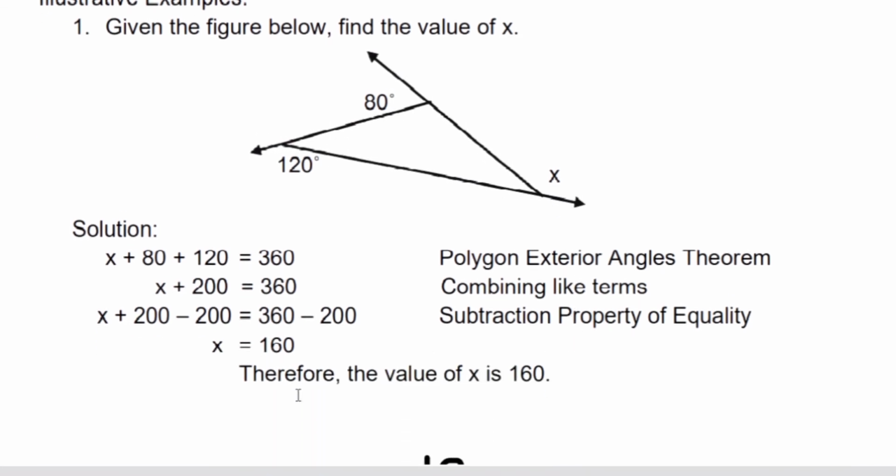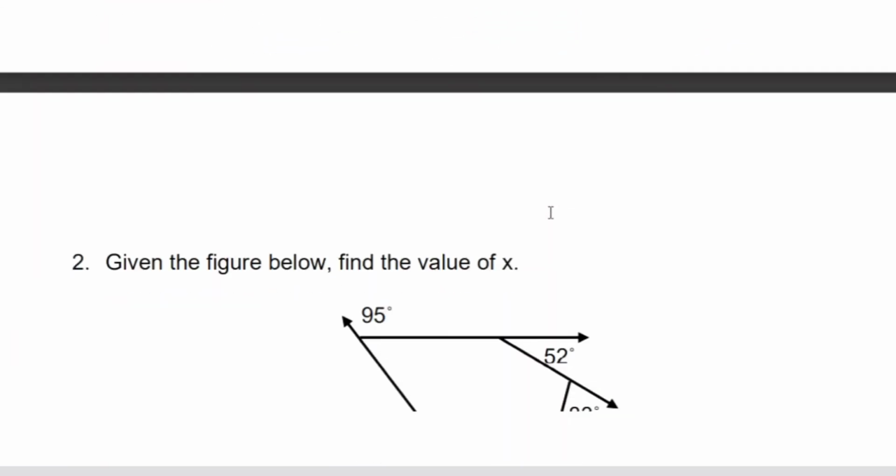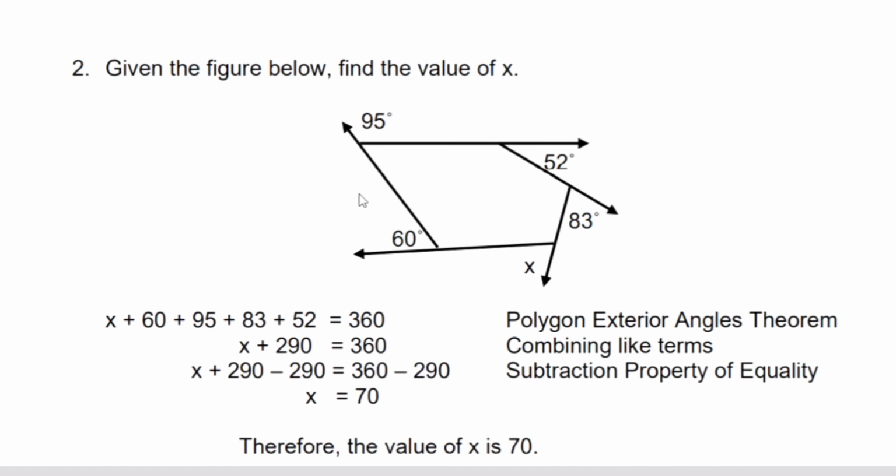So for the solution, first we have the polygon exterior angles theorem. x plus 80 plus 120 is equal to 360. Then combining like terms, we have to add 80 plus 120, which is 200. And then by the subtraction property of equality, we have to subtract 200 from each side. So that will be x is equal to 160. So the value of x is equal to 160 degrees.